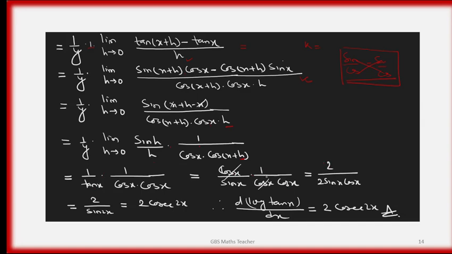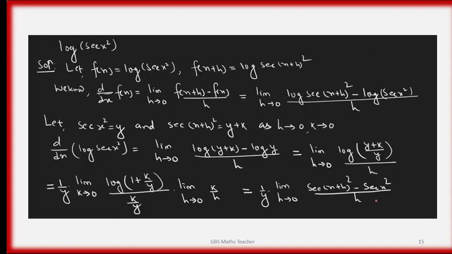Then we have 1 by sine x cos x. We multiply numerator and denominator by 2, giving 2 by 2 sine x cos x. Then 2 sine a cos a is sine 2a, that's why 2 by sine 2x equals 2 cosec 2x. Therefore the derivative of log tan x with respect to x is 2 cosec 2x. In this way we can find the derivative of log tan x from the first principle, which is 2 cosec 2x.